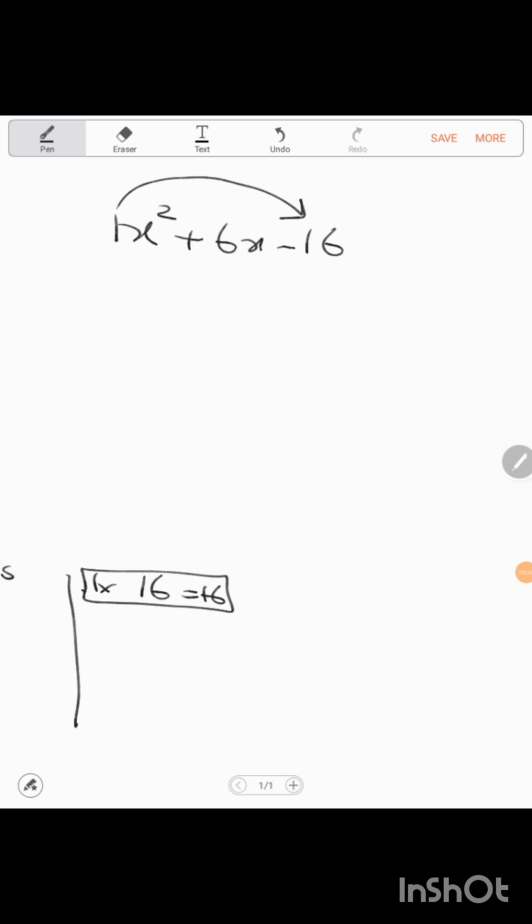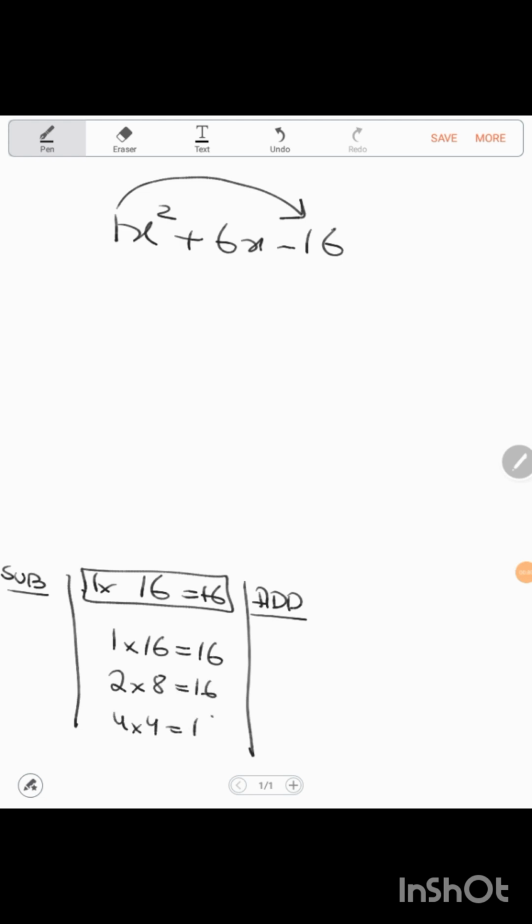I would recommend that you create this sort of table in your rough work, until and unless you are proficient in factorization. So 1 into 16 is 16, then 2 into 8 is 16, 4 into 4 is 16. So if you subtract 16 with 1, you get 15, over here you get 6, and over here you get 0. Over here you get 17, over here you get 10, and over here you get 8.